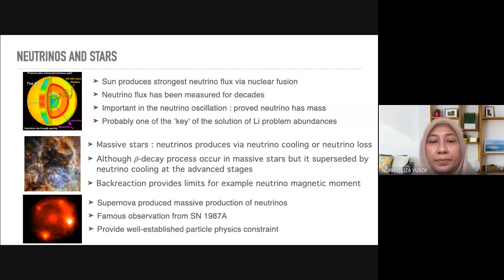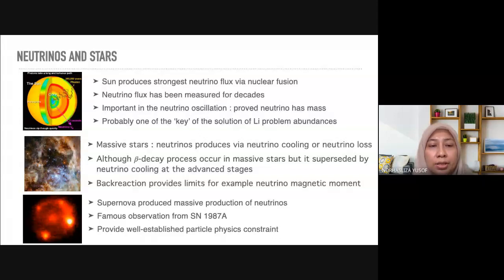Another thing is that the beta reaction in the nuclear process will provide some limit on, for example, the neutrino magnetic moment. This is more of a particle physics process instead of astrophysics. The third one is the one people are studying a lot currently, and most neutrino detectors try to cater for this third part: the supernova. When a star towards the end of its life is going to die, it will die before it becomes a black hole or neutron star.